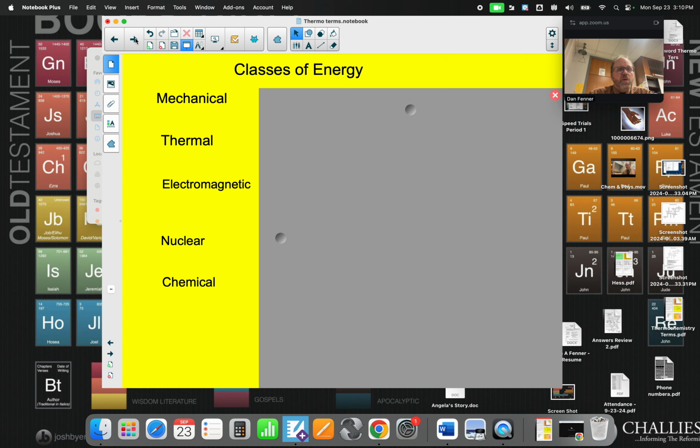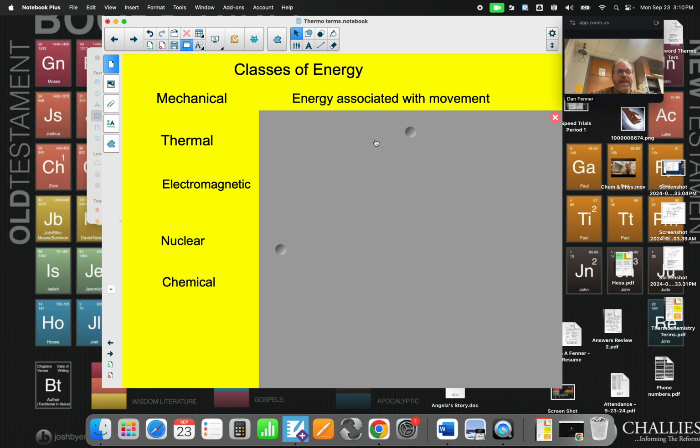Now, there are a total of 5 different types, or classes, of energy that energy can be converted between. The first is mechanical. Mechanical is energy associated with movement. So any kind of movement, any kind of change of position, that's mechanical energy.